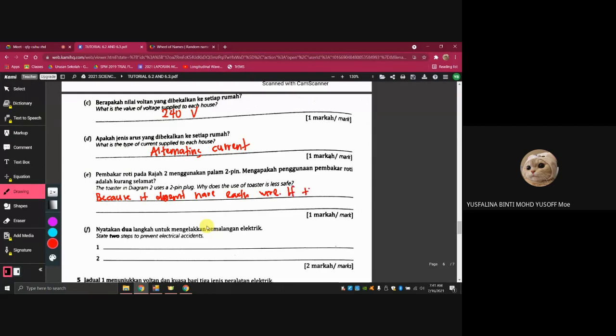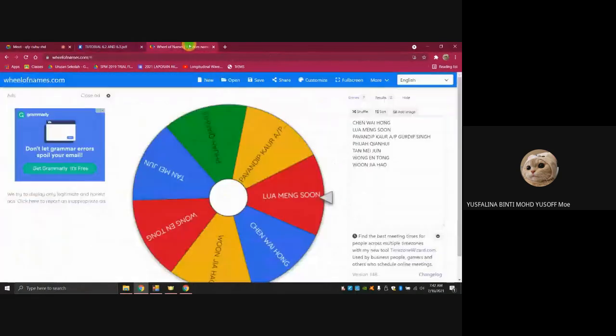So if there is a leakage of current, it will not flow to the ground. Without an earth wire, any leakage of current will not flow to the ground, and it can cause a fire or a short circuit. All right, so this is the answer for question E. Very good. Let's move on to F.